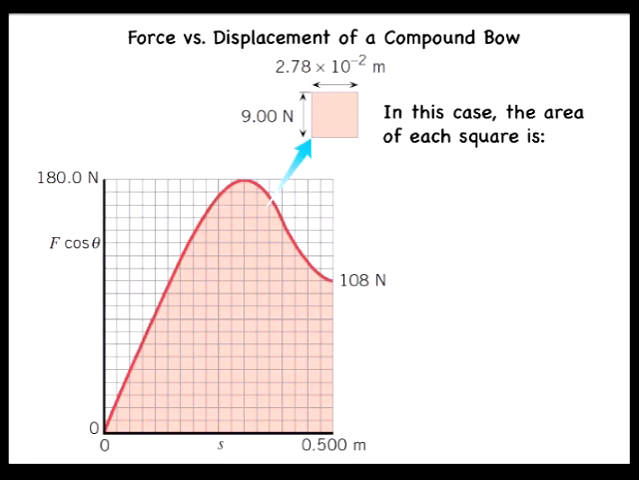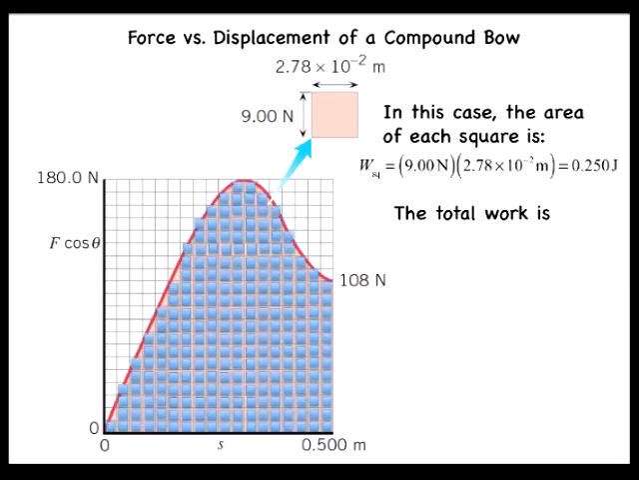The amount of work represented by each square is W equals 9.00 newtons times 2.78 times 10 to the negative 2 meters, which equals 0.250 joules. The work is then W equals 242 squares approximately times 0.250 joules per square, which equals 60.5 joules. Notice that the number of squares, 242, is just an approximation because we had to estimate fractions of squares when doing the counting.